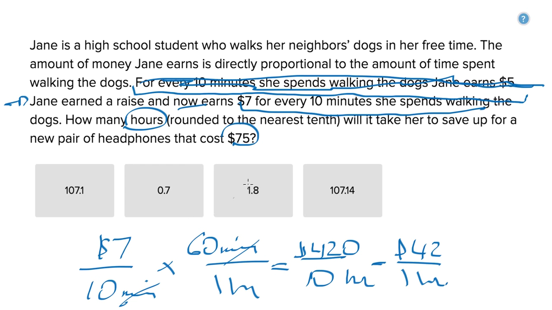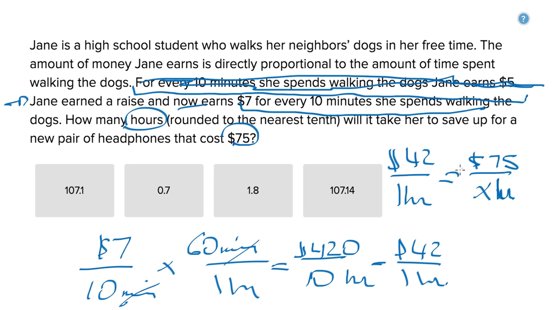Okay, so if that's the rate and we want to know how many hours it's going to take her to earn $75, we can then say, well, $42 for every 1 hour is going to equal some amount of dollars. Oh, sorry, 75, we already know, over some amount of hours, or this should be an H, sorry, that we can solve for what unknown hour amount this is by setting them equal with the exact same units on both sides.